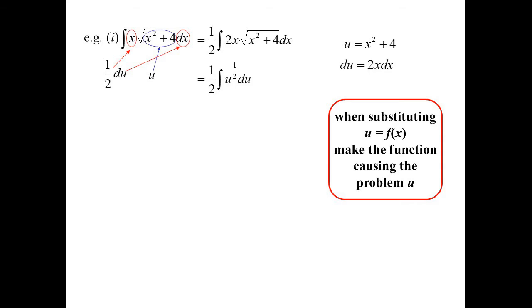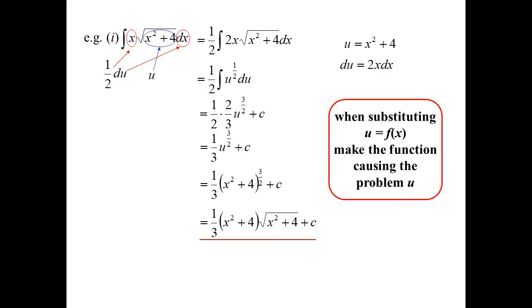And it ends up, well, add 1 to the power over the power. So half times 2/3 u to the 3 on 2. And subbing back in for the u, we get our answer. Well, we could leave it like that, I suppose, but it looks so much nicer as 1/3 (x squared plus 4) root (x squared plus 4). Of course, there's another way I could do it.